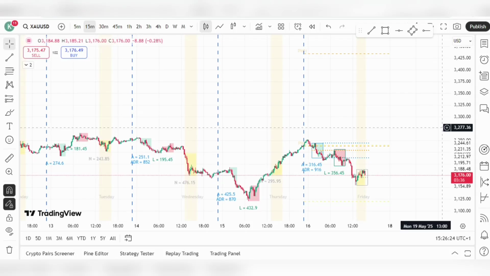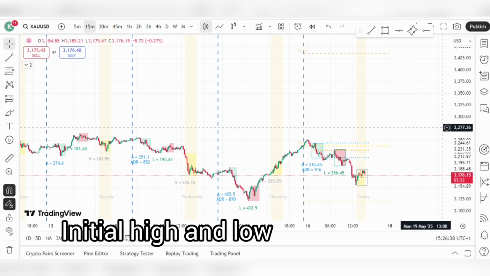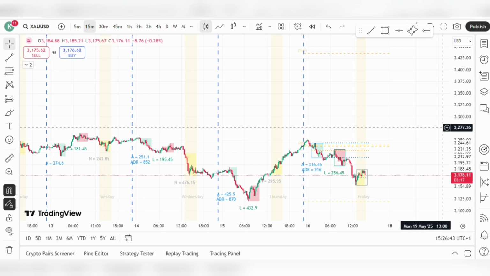Today I'll be talking about opening range and initial balance and how you can trade this, or how I trade this particular strategy. So what's opening range? Opening range could be defined as the initial high and low of any given market. Could be the initial high and low of the day. Could also be the initial high and low of the week, the month, or of the year.